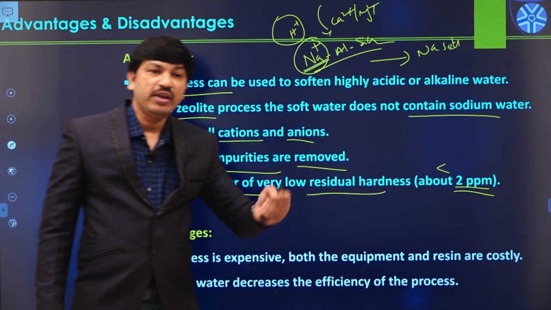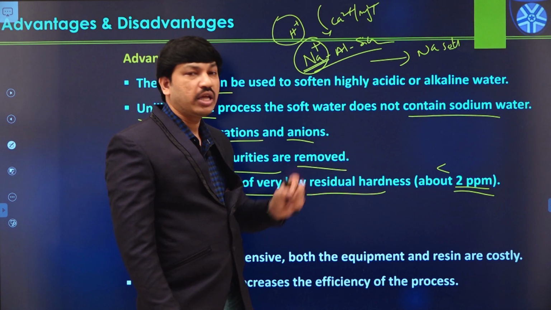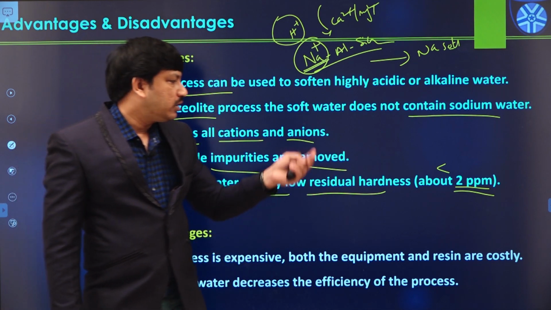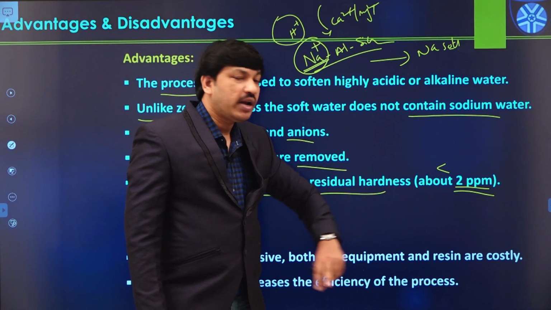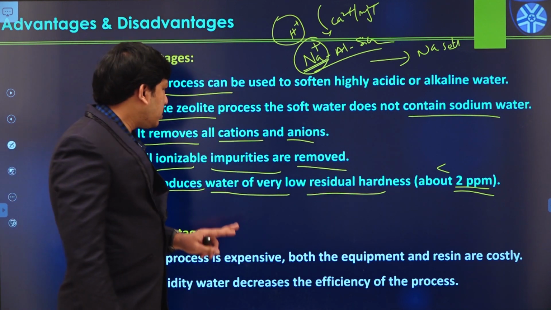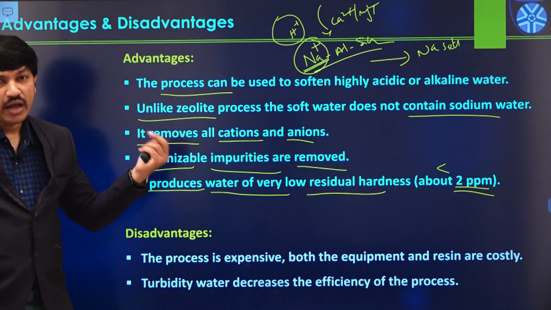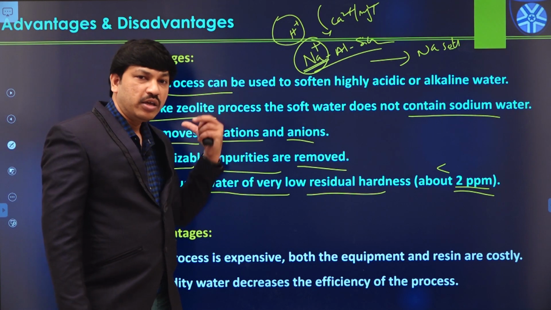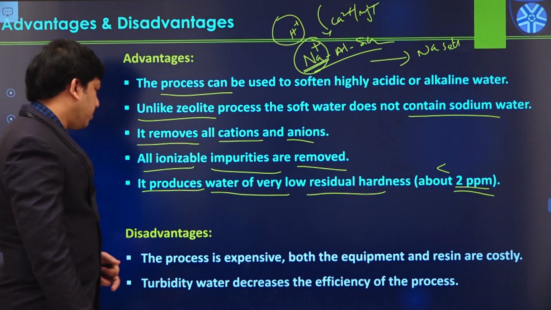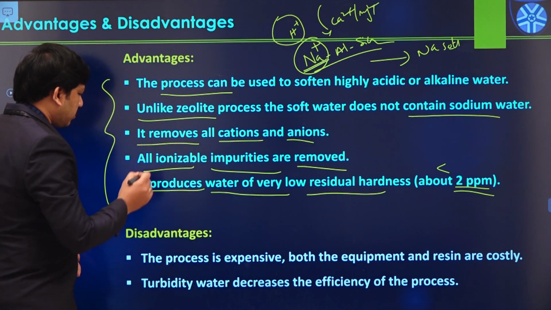If the water sample has hardness less than 2 ppm, particularly thermal power plants and nuclear power plants, they need a water sample with hardness value less than 2 ppm only. So that is the reason most of the thermal industries or nuclear power plants are using the ion exchange method in order to purify the impure water into soft water. So these are some of the advantages of this method.